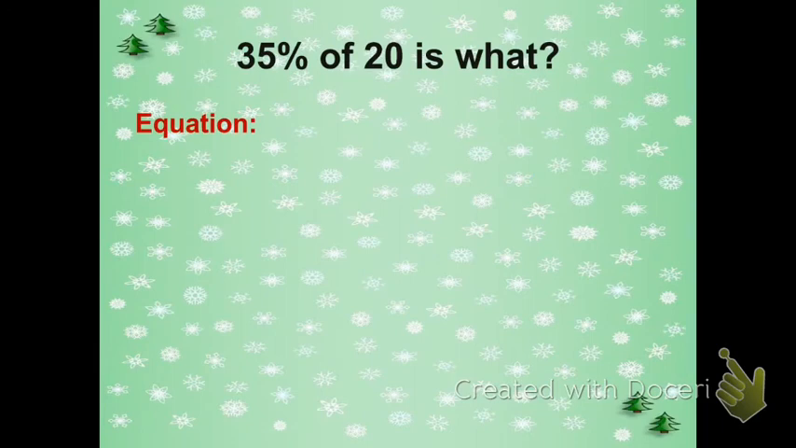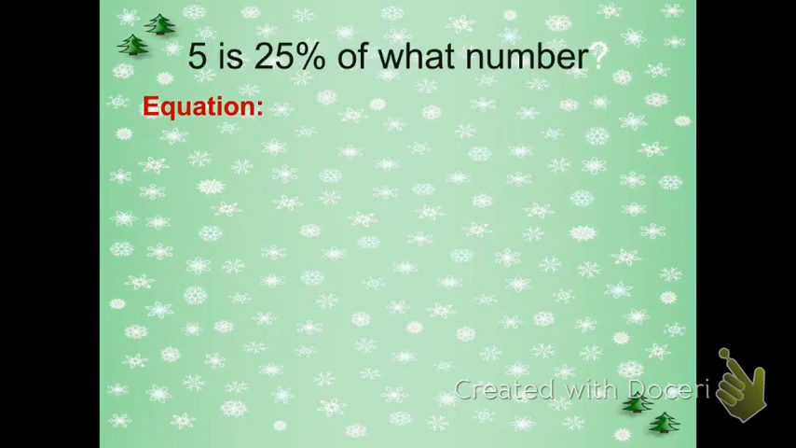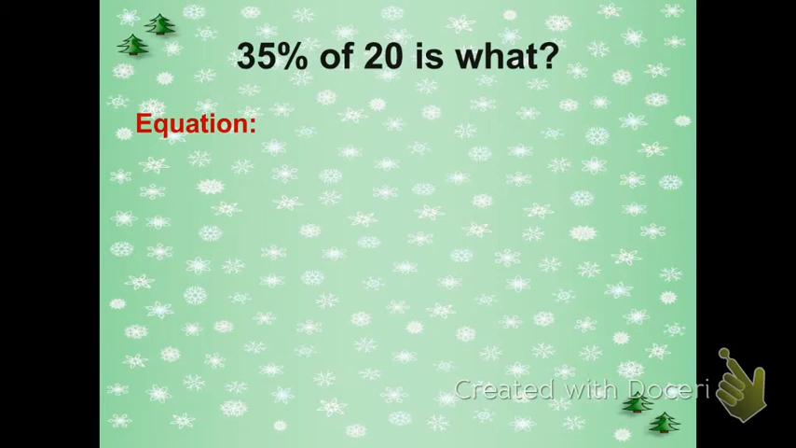Okay, so for this one, it says 35% of 20 is what? So, 35% would be 0.35. Of is what symbol? The times symbol. And then 20. And then is what? Equals. And what is x? How many people have that? Excellent. Okay. Now go ahead and write that on your paper.